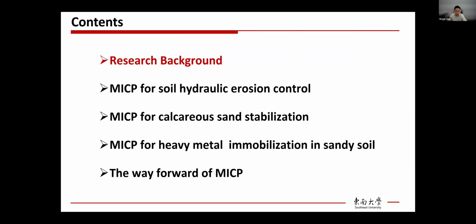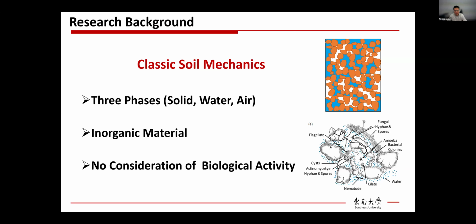Okay, so firstly, in classic soil mechanics, there are only 3 phases for soil: the solid, water, and air. It means that we regard the soil as an inorganic material, right? And all current theories are based on the inorganic material. But actually, as we all know, soil contains a lot of things other than the solid, water, and air. The most important thing is different kinds of biological things. The larger ones like the plants and animals, the small ones like the bacteria, the fungi, even the virus, right?